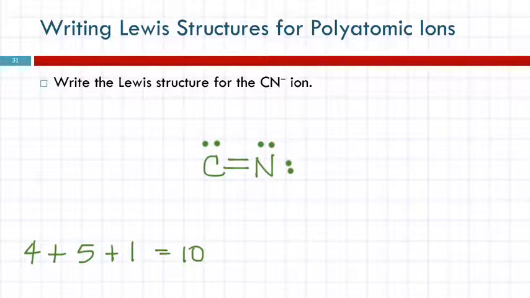Nitrogen still has 8. Carbon now has 2, 4, 6. We're getting closer. Nitrogen needs to share a little more. So let's take this other lone pair and share with the carbon. Nitrogen has 2, 4, 6, 8. Carbon has 2, 4, 6, 8. Everybody's happy. That's our Lewis structure.